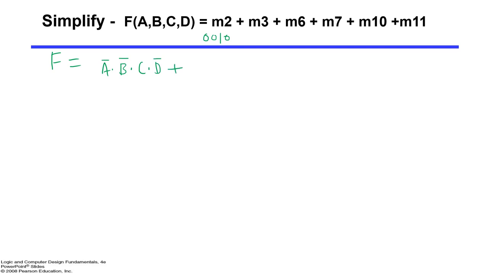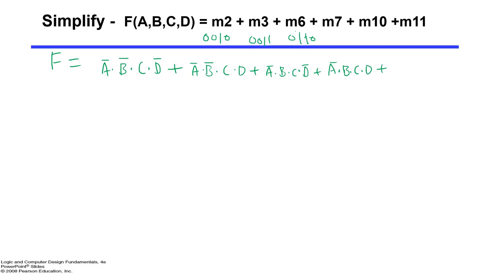What about 3, which is 0, 0, 1, 1? So you can say A bar dot B bar dot C dot D, plus 6, which is 0, 1, 1, 0. So you can say A bar dot B dot C dot D bar. What about 7? Similarly, you can say A bar dot B dot C dot D.